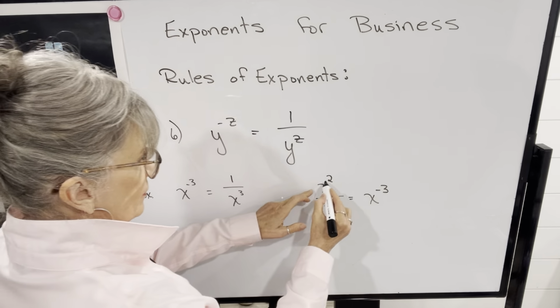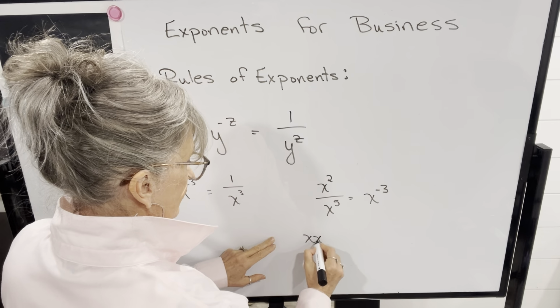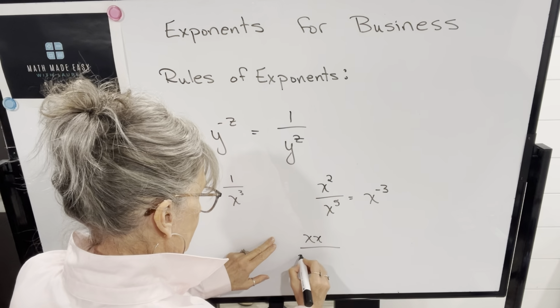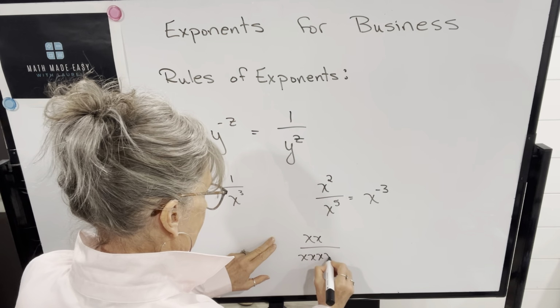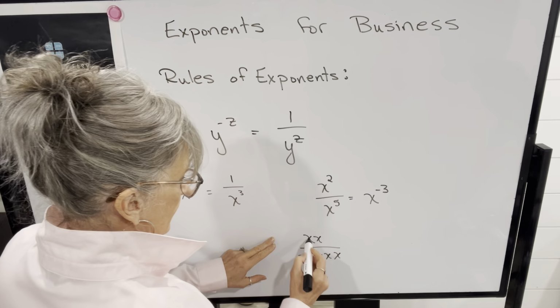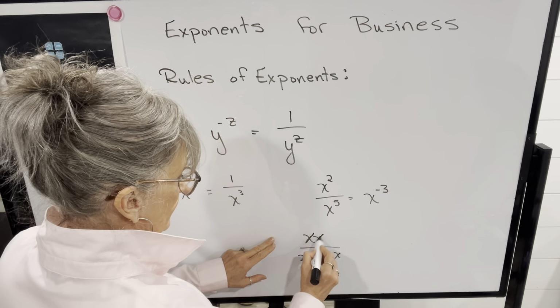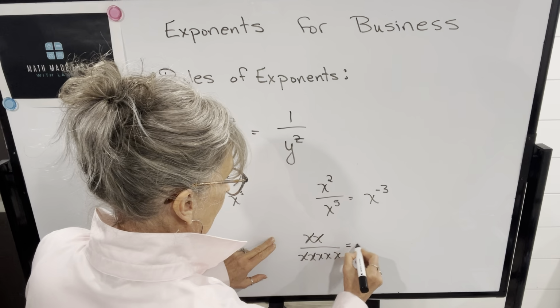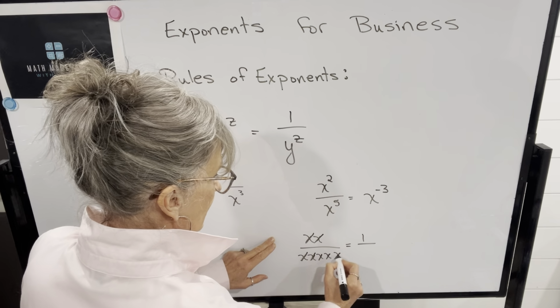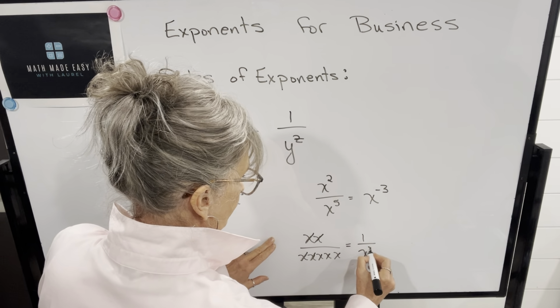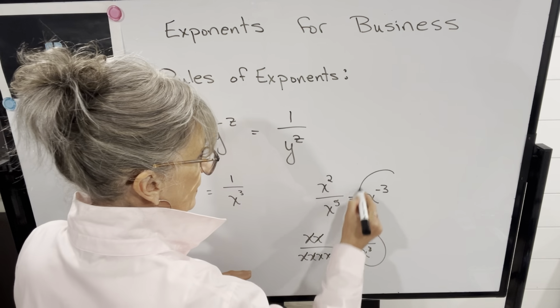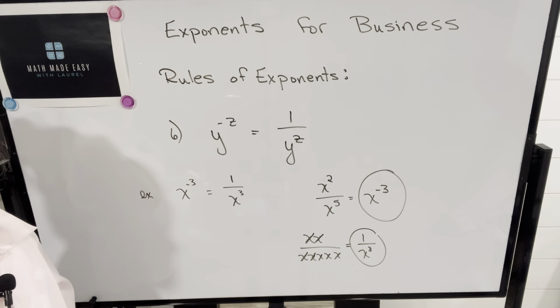If I wrote x squared out as x times x, and I wrote x to the fifth out as x times x times x times x times x, this factor of x would cancel, this factor of x would cancel, and I'd be left with 1 over x times x times x, which is x cubed. So you can see that those two things then are equal.